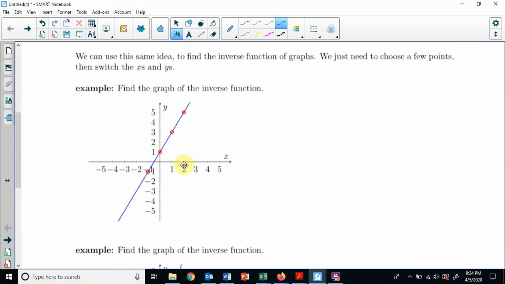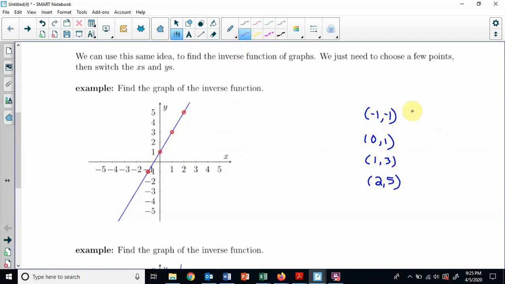I gave you some points here. I put some dots on some points to use. You can pick any points you want, but let's see. I got -1, -1. So I might actually write them out to the side. -1, -1. What's another point I got? 0, 1. 1, 3. And I picked 4 points just to have enough. 2, 5. So if you were to switch those, you would get the inverse, right?